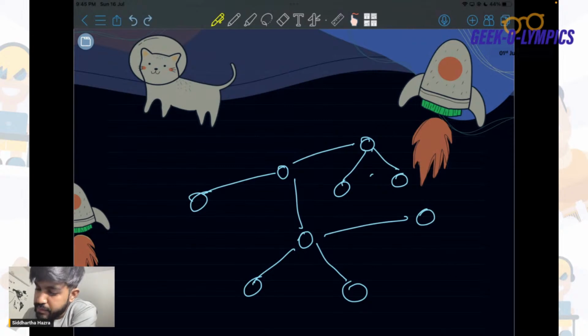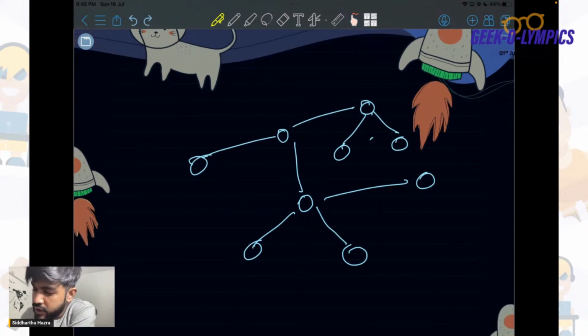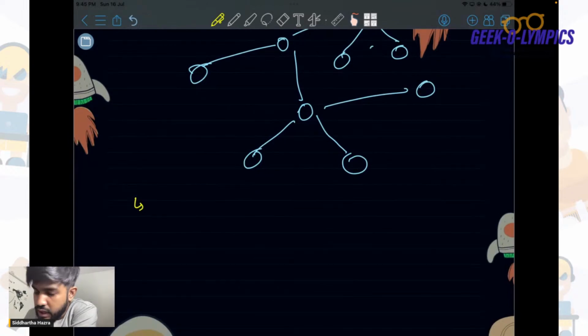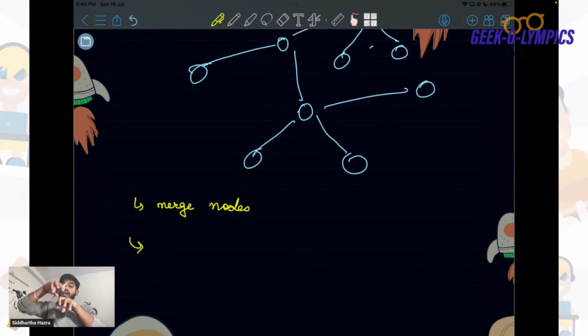The solution tells us what is the one operation. One operation is nothing but merging nodes, and I need to convert it to a star tree. Star tree means everything sits around one single node. What the objective is, is to make it a star tree, with the whole tree around one single node. This is what I want to do.